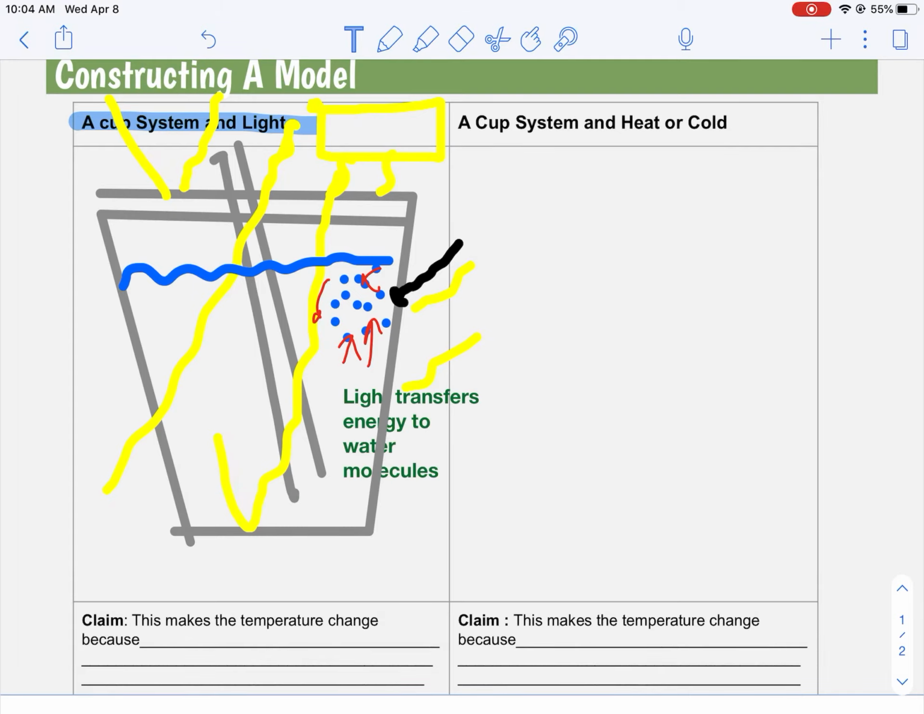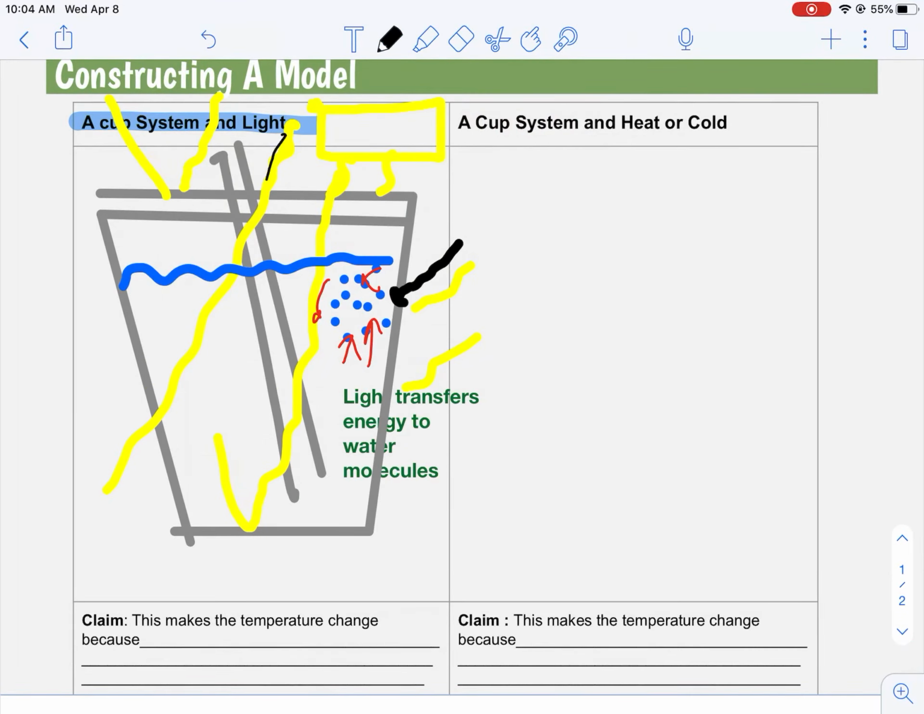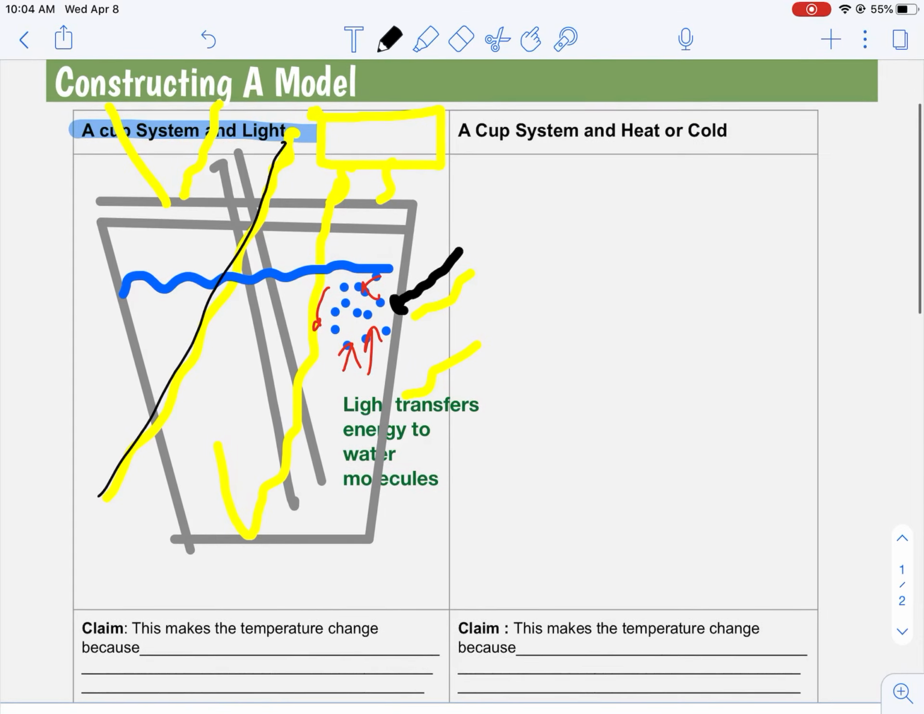If you don't think that's the case, maybe you think that, like we talked about earlier, maybe the light just kind of goes straight through the cup and it doesn't really have any influence on it. Well, then you could label that. You could put a label here that says light goes right through the plastic and doesn't really change the temperature or the heat.